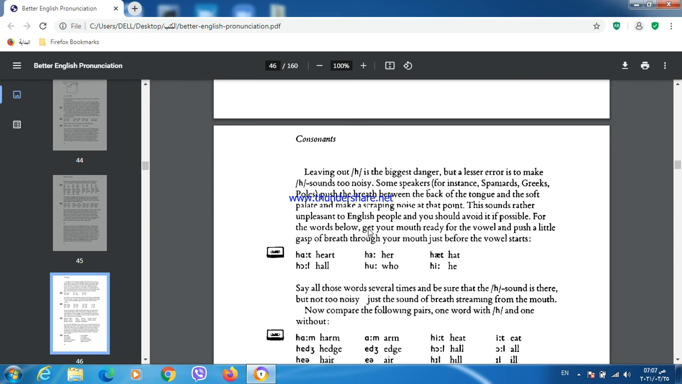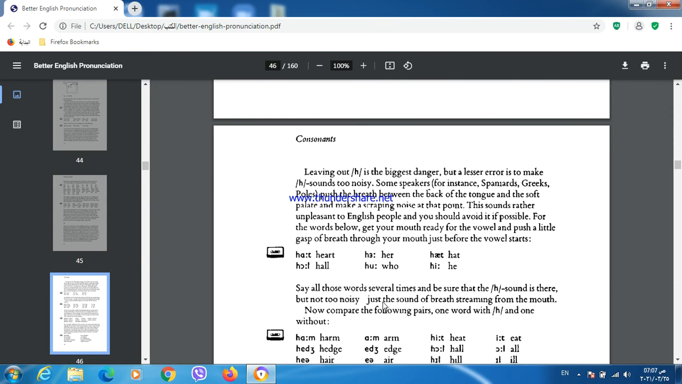For the words below, get your mouth ready for the vowel and push a little gasp of breath through your mouth just before the vowel starts. In these words, try to make the mouth ready to produce the vowel that comes after the h, and then push a little air through the mouth. So I say: hot, whole, her, who, hot, and he. Say all those words several times and ensure that the h sound is there but not too noisy. Repeat the words, but make sure the h is present but with little noise. Just the sound of a breath streaming from the mouth.